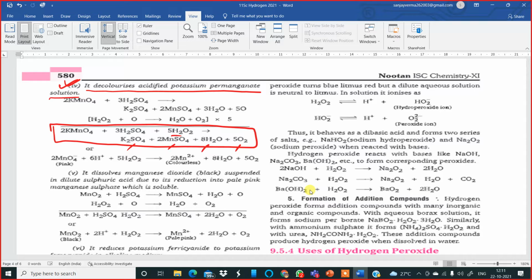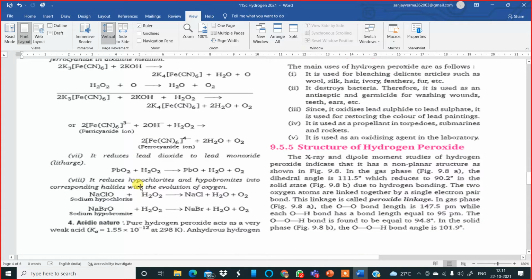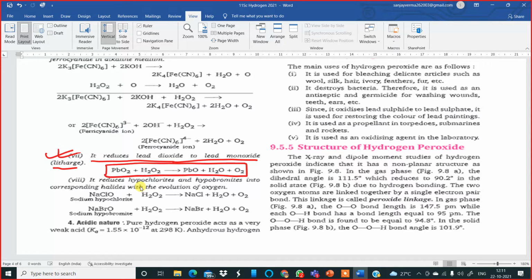There is one more, that is number 7. If you look at number 7 after number 4, come down to number 7 over here. This is also asked sometimes. Number 7, it reduces lead dioxide to lead monoxide, that is litharge. So you learn this equation. Lead dioxide with hydrogen peroxide becomes lead monoxide. So this is a reducing action of hydrogen peroxide. These are the important reducing reactions of hydrogen peroxide.